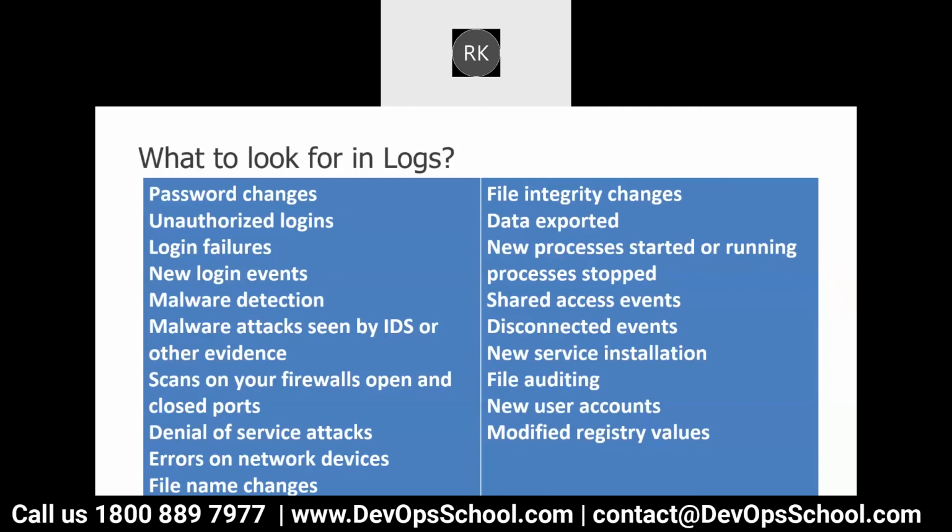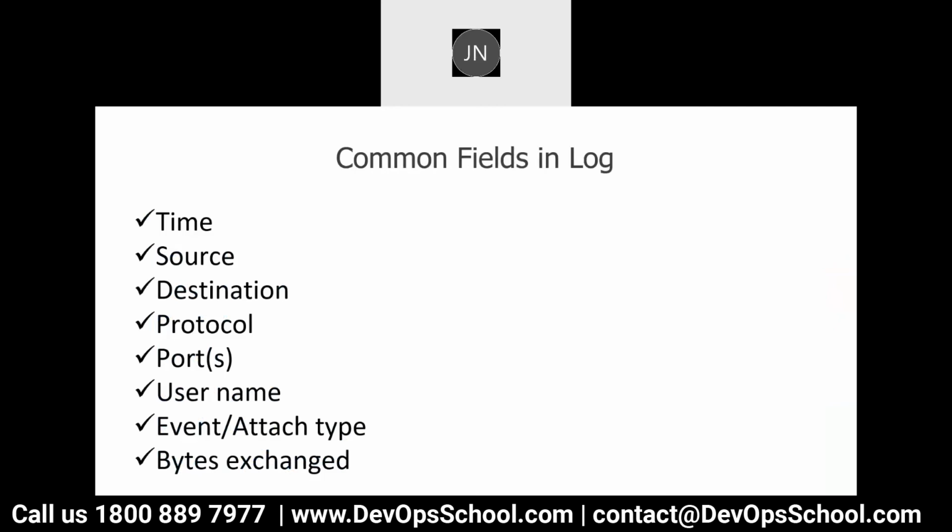So the next question is, okay, fine, we understood what to look for in the logs, but how do you see that? What are the common fields you have in the logs? See, this is the fields in the log. It can be anything.